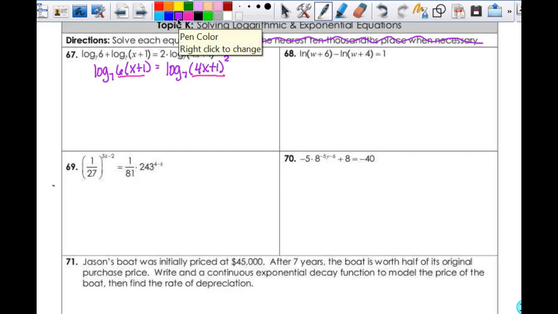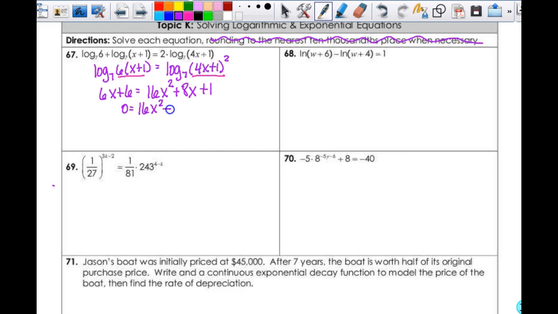So as I take it out of there, I'm going to distribute and simplify some. So this gives me 6x plus 6 equals, when I square this it is going to give me 16x squared plus 8x plus 1. That is a quadratic, so I set it equal to 0. Get 0 equals 16x squared plus 2x minus 5. I factor that, get 0 equals 8x plus 5 times 2x minus 1.